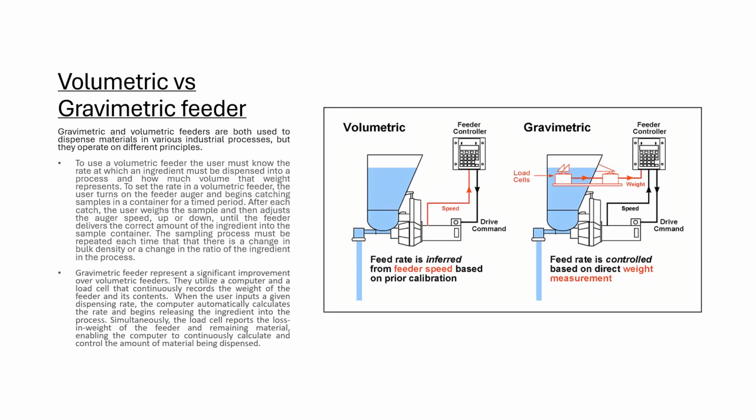Now, when the user inputs a given dispensing rate, the computer automatically calculates the rate and begins releasing the ingredient into the process. Simultaneously, the load cell reports the loss in weight of the feeder and remaining material, enabling the computer to continuously calculate and control the amount of material being dispensed. So in a gravimetric feeder, the load is calculated by the load cells and the computer adjusts the speed according to the weight on the belt.